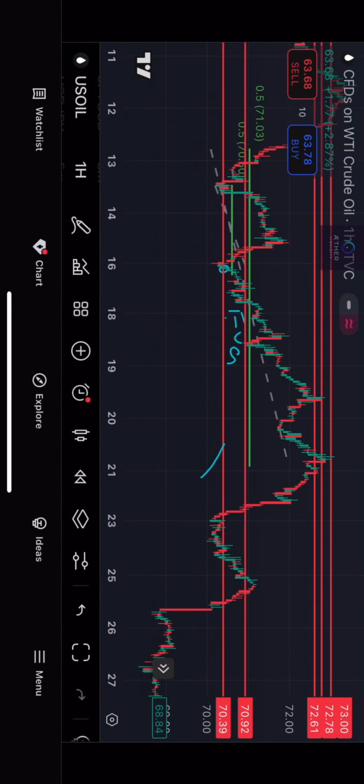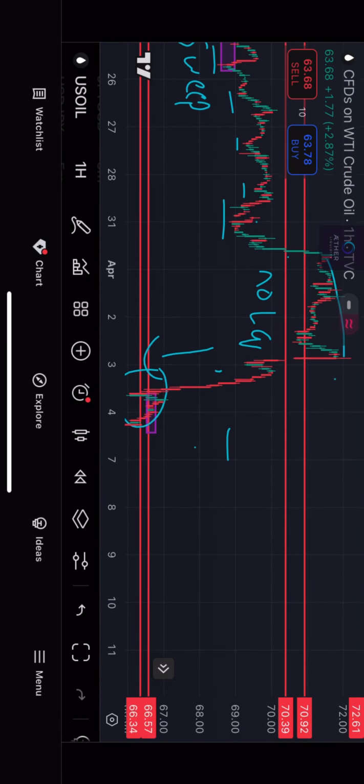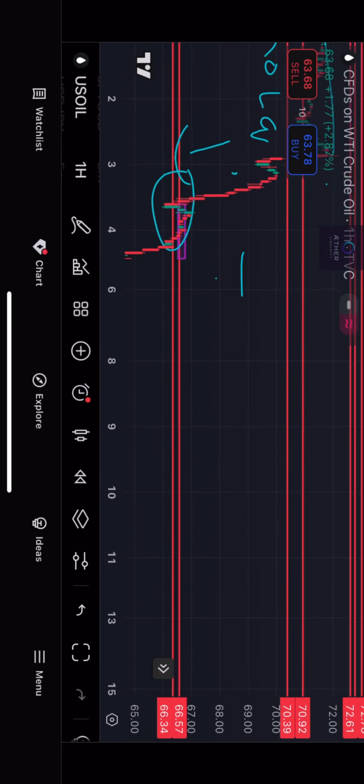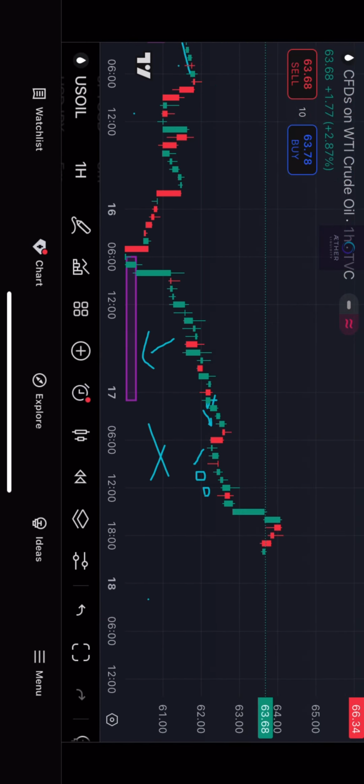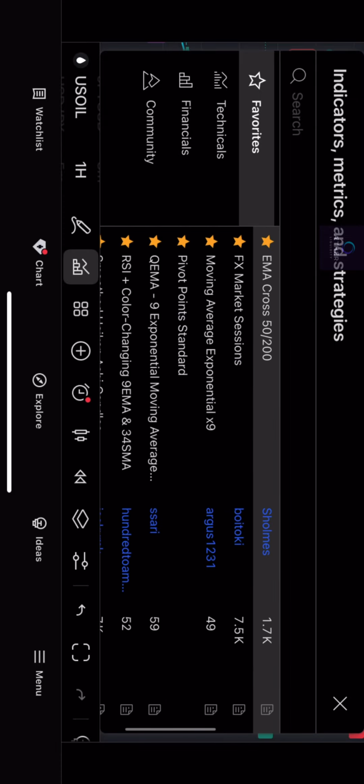People ask me, when do FVGs form the most? Answer, at the New York session open and London session close. To see sessions, just open TradingView, search FX market session by Boitoki and add it.